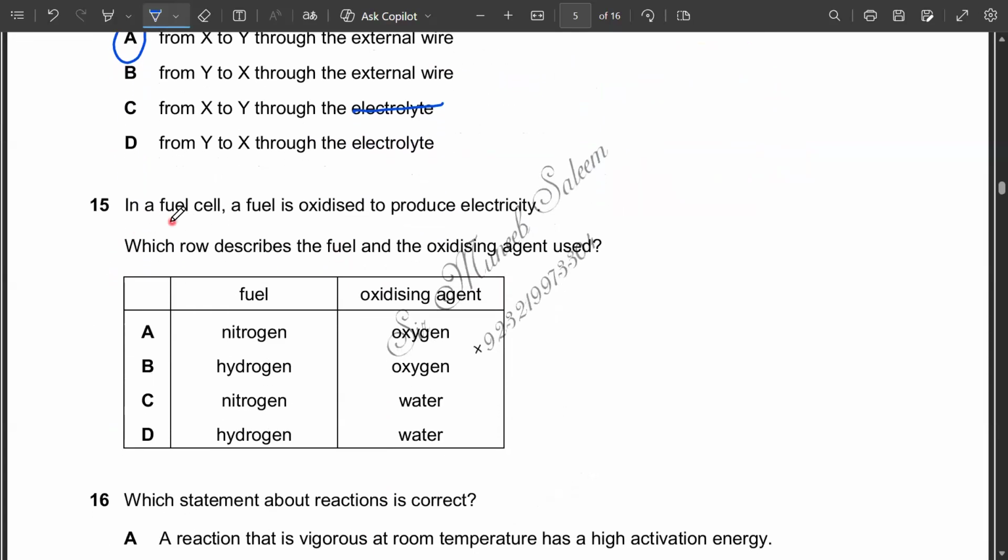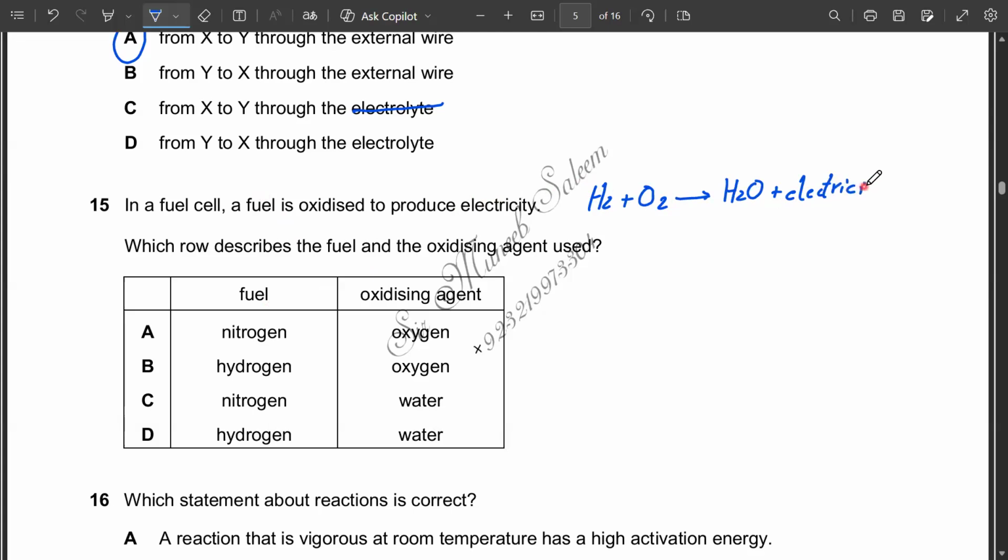Then question number 15. In a fuel cell, a fuel is oxidized to produce electricity. Which row describes the fuel and oxidizing agent used? We did this question in the previous paper as well, related to the fuel cell. If you remember, the fuel cell has a simple reaction of hydrogen reacting with oxygen to show combustion. H2 plus O2 react together and produce H2O. This is a simple reaction in the fuel cell, and it also generates electricity. That's the purpose of the fuel cell.